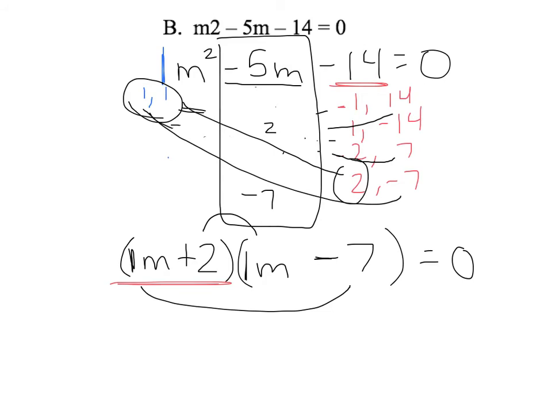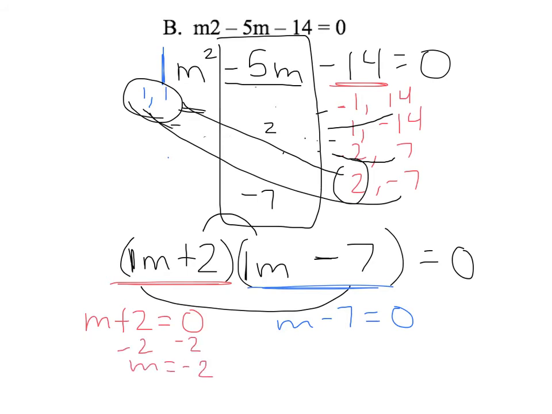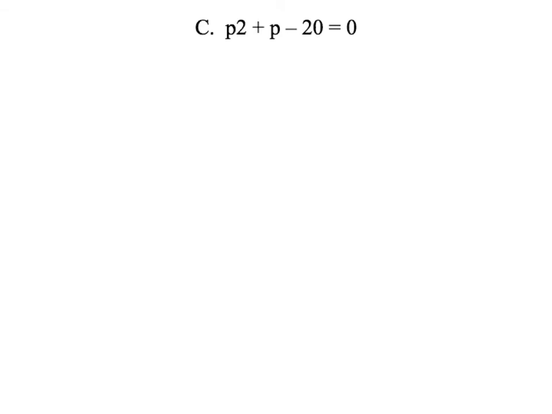Now, either this side equals 0, m plus 2 equals 0, or this one equals 0, m minus 7 equals 0. 1m and m are the same thing. Solve by subtracting 2 over here. Solve by adding 7 over here. So either m equals negative 2 or m equals 7. This one we're going to skip.